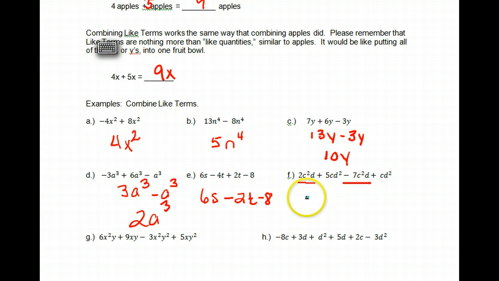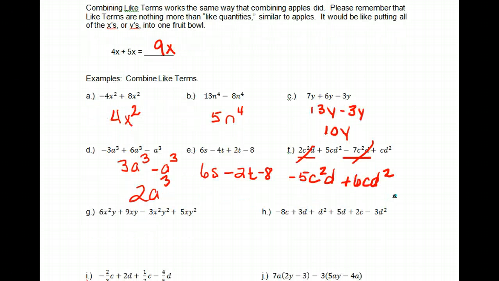So we can go ahead and combine those. We have 2 minus 7, which makes negative 5 c squared d. I like to cross out my terms once I have used them so that I know I have taken care of them and that I've brought them down, and it helps to see what's remaining. So the next term we have is a cd squared, and then we have another cd squared. So we can go ahead and add those together. 5 plus 1 makes 6 cd squared.